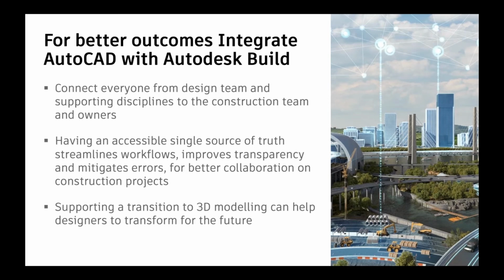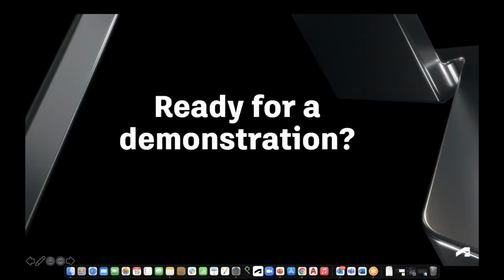So if you want to achieve better outcomes, the best way to do this is integrate AutoCAD with Autodesk Build. This way you connect everyone from the design team and supporting disciplines all the way through to the construction team and the owners. Having an accessible single source of truth streamlines workflows, improves transparency, and mitigates errors for better collaboration on construction projects. And this will also help you support transitioning to 3D modeling that can help designers transform for the future. So I hope you are ready for a demonstration.